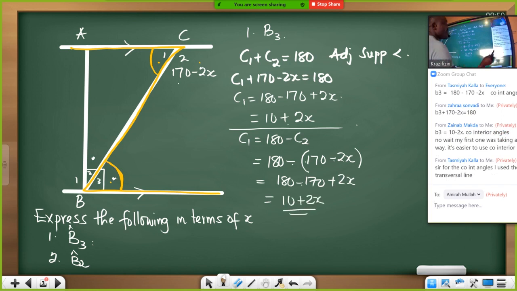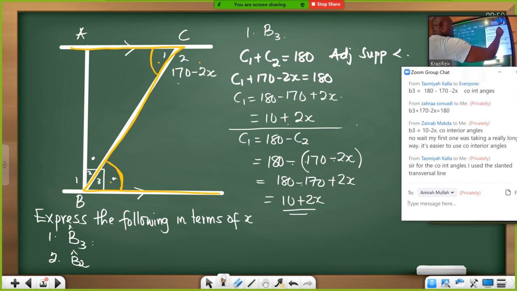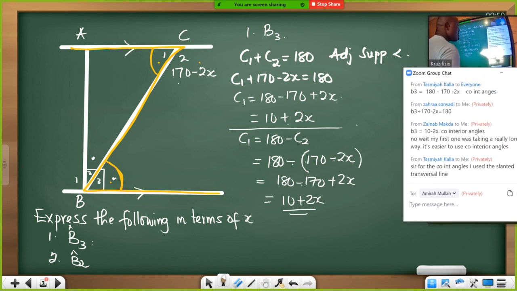So, for the co-interior, I used the transversal line. Alright? So, you guys gave me 10 minus 2x. I hope you see the plus. For the co-interior, I used a slanted transversal line. Yes, which is absolutely correct.